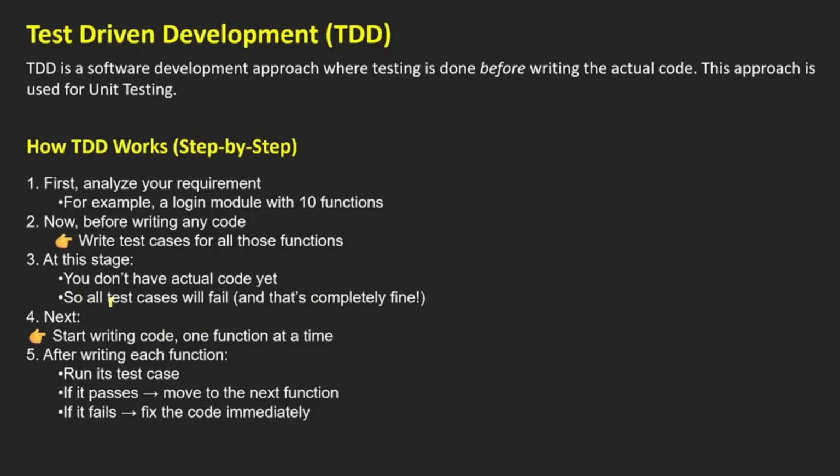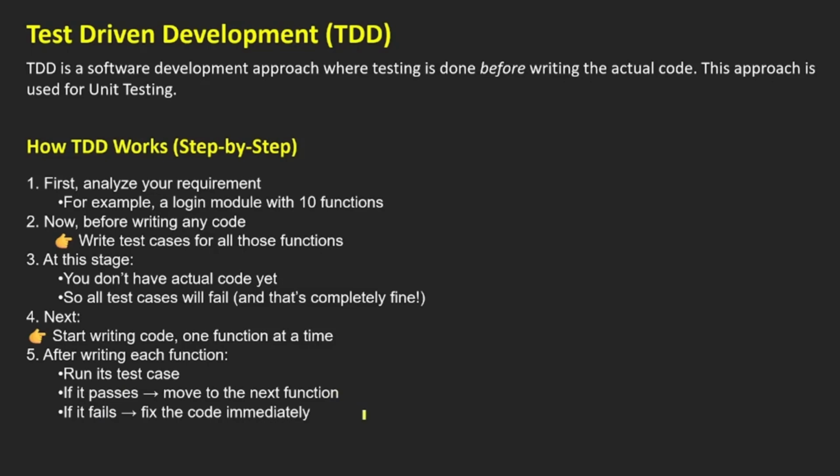Then we will start writing the code for our login functionality. We will write the code for one function and then we will run the test case. The test case can either pass or fail. If it passes, we will move on to the next function, implement it and run the next test case. In case my test case fails, then I will fix the code immediately.